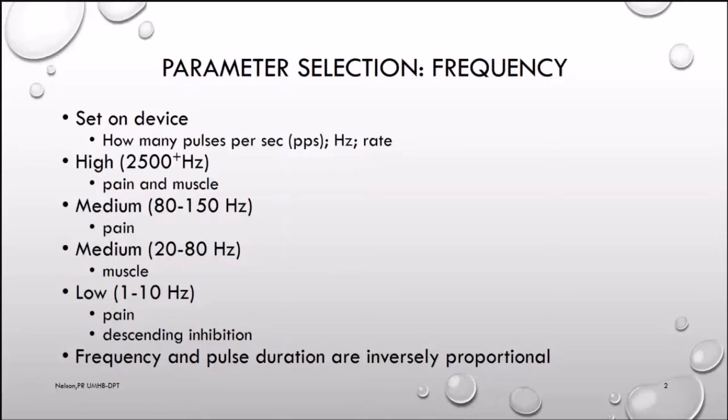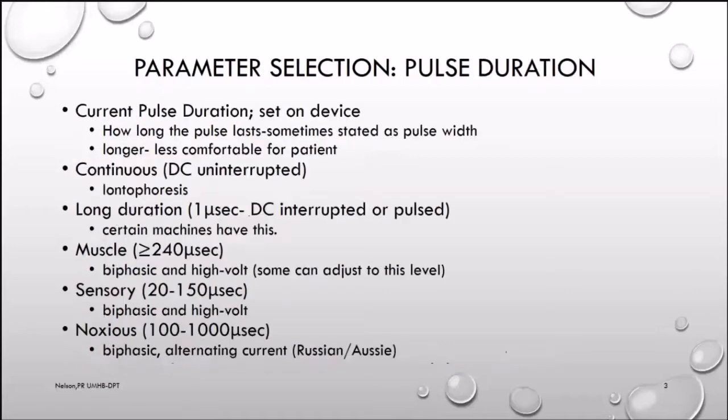And then there's low frequency setups, and this is the acupuncture like TENS, which is primarily, again, a pain setup, although it has certain characteristics when used at this low frequency. And the thought is that that low frequency turns on the descending inhibition. It doesn't just use the gate control. And then a reminder that frequency and pulse duration are inversely proportional.